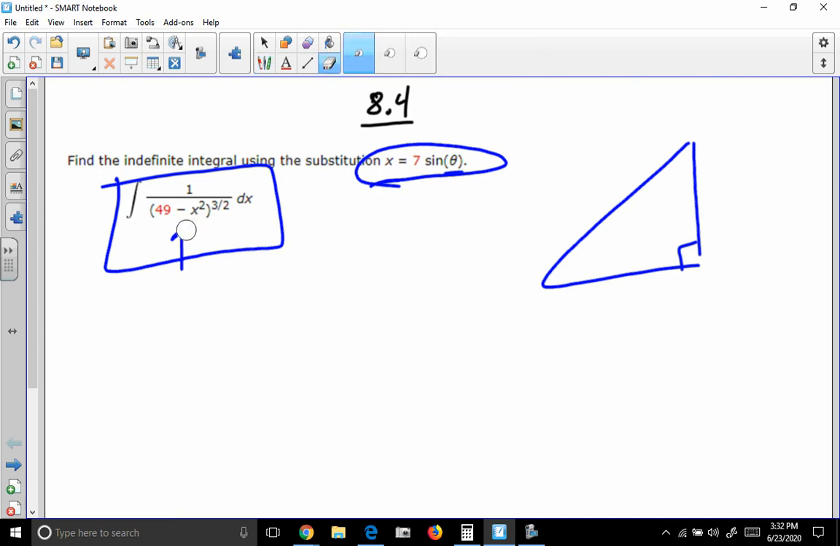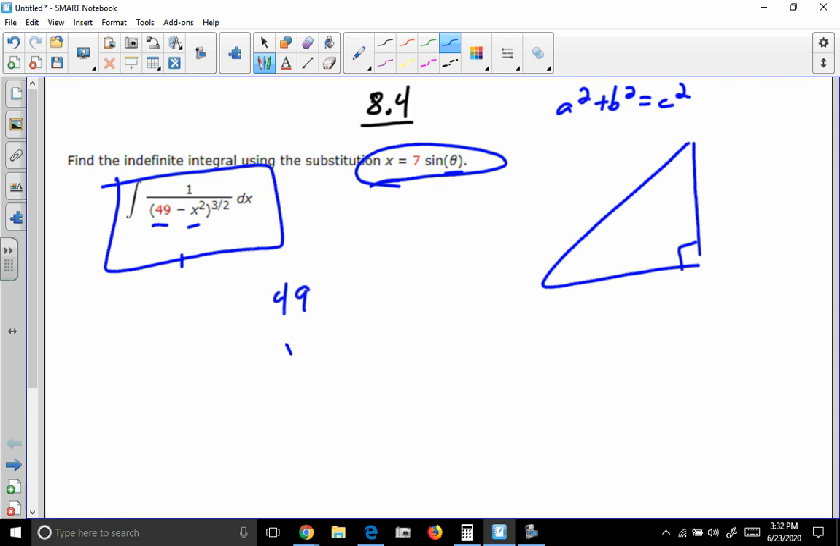But notice inside the parentheses we have 49 minus x squared. Anytime we have a constant squared minus a variable squared, we're going to use this substitution. And where that comes from is this. If we think about a squared plus b squared equals c squared, then if we take two sides and add them together to make the hypotenuse, and one side squared is 49, one side squared is x squared, then the question is, where do all these pieces need to go? So they give us a hint to start out with until we get used to this.